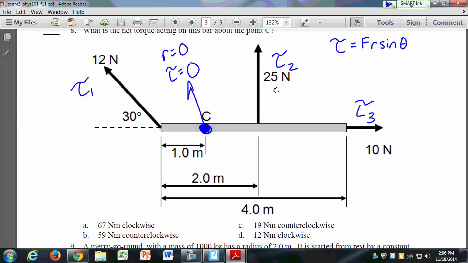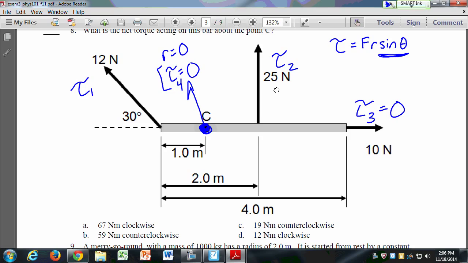So this one is 0, and T3 is also 0 because of the sine theta term, because theta is equal to 180, and sine of 180 is equal to 0. This is like trying to open the door by pushing into the door instead of pushing perpendicular to it. So both of those forces, this torque 4 which isn't on the problem, and torque 3, provide no torque at all. So really we're just dealing with torque 1 and torque 2.